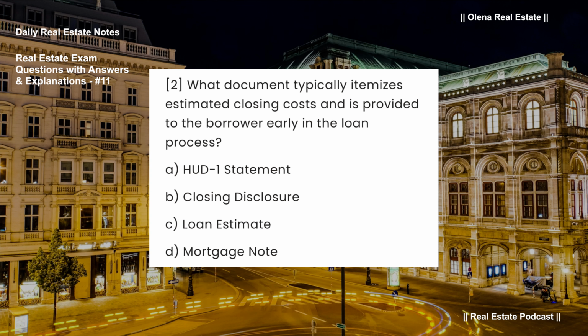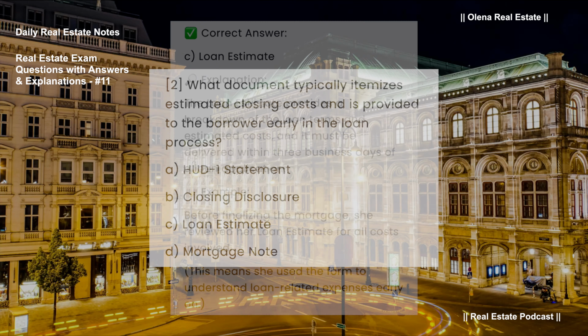What document typically itemizes estimated closing costs and is provided to the borrower early in the loan process? A. HUD-1 statement. B. Closing disclosure. C. Loan estimate. D. Mortgage note.